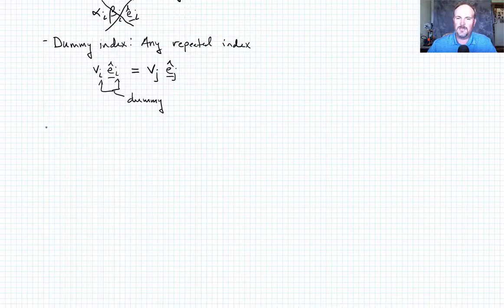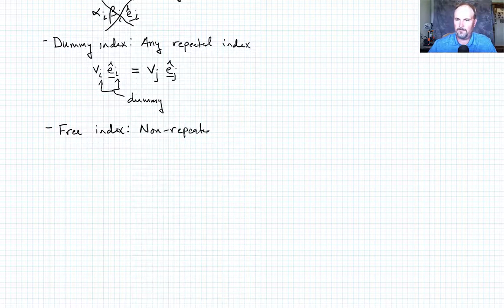And I could choose any other letter I wanted. In contrast to the dummy index is what's called the free index. And it's a non-repeated index. And we're not free to change the letter of that unless we do it on both sides of the expression, both on the left and the right hand side of the equal sign.